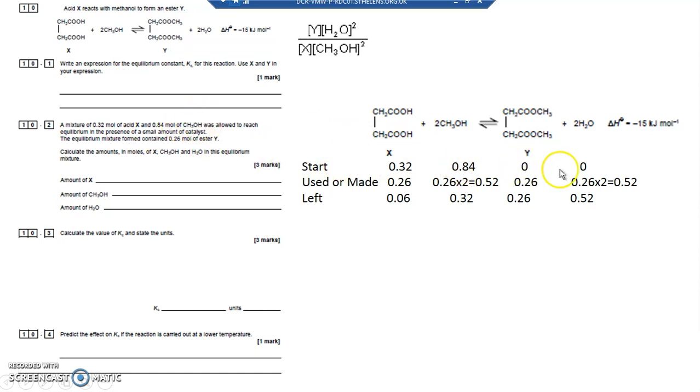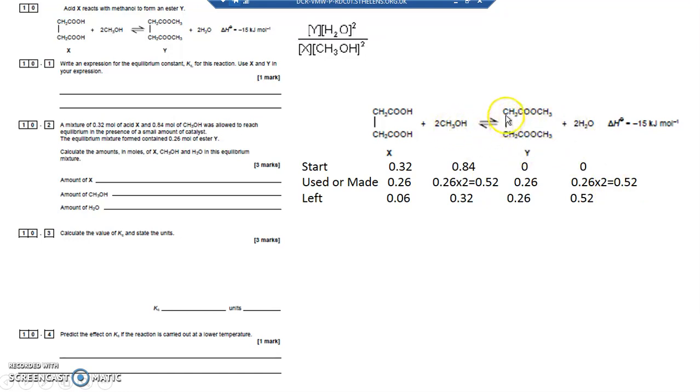It doesn't tell me how much Y I've got and how much water I've got, so I'll have to assume that there aren't any in the mixture at the beginning. We haven't made any yet. And it tells me that I make 0.26 moles of Y. Well, if I make 0.26 moles of Y, when 1 mole of this is made, 2 moles of water are made. So if I make 0.26 moles of this, I must make double the amount of water. 0.26 times 2 is 0.52. So I've now got the amounts of these in the mixture.